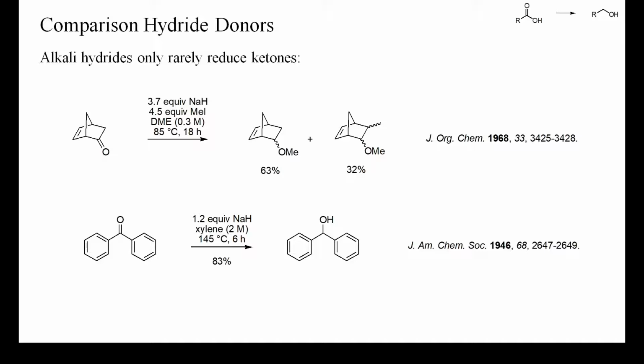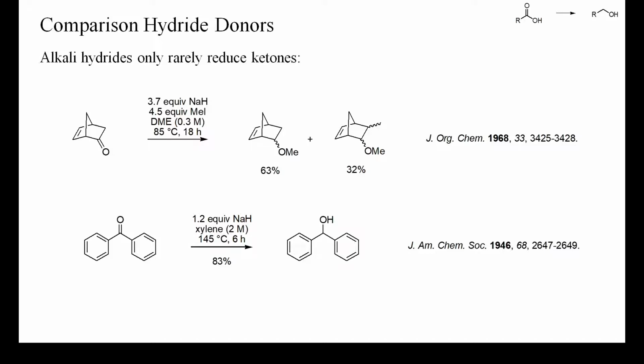There are some few examples in the literature of carbonyl group reductions with alkali hydrides, but most required either oxophilic additives or forcing conditions, and may even have proceeded by single electron transfer. Two such examples are shown on this slide. The reduction of the norbornenone only proceeded in the presence of methyl iodide, and under similar conditions, cyclopentanone, for instance, only yielded 0.5% of methoxycyclopentane.